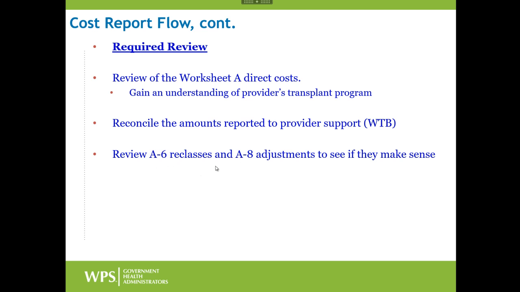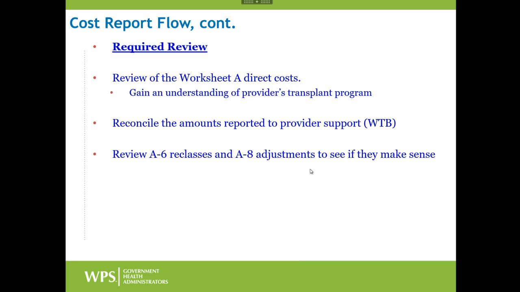And A6 reclasses are basically when costs are moved around from one place to another. Perhaps the way you've set up your working trial balance doesn't match the way things are required under Medicare, so things need to be moved. But A8 adjustments, these could be positive or negative. Basically, this means you have either removed a cost because it's not allowable, or maybe it's just allowable at a lower amount, or you've added a cost in. It wasn't on your working trial balance, but it is allowable, so you've added it in that way.